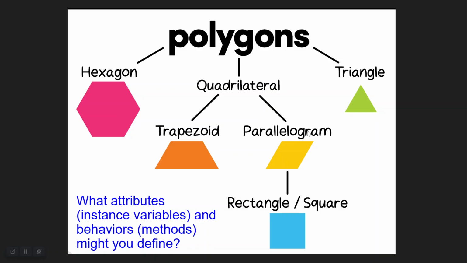Feel free to pause the video and think about what do all polygons have in common? What are some attributes that they all have? And then what kind of behaviors might we want to program for them? What are some common calculations or things like that that are associated with the various polygons? So feel free to pause the video and do a little bit of brainstorming. We're going to go ahead and move on here and see what we think.